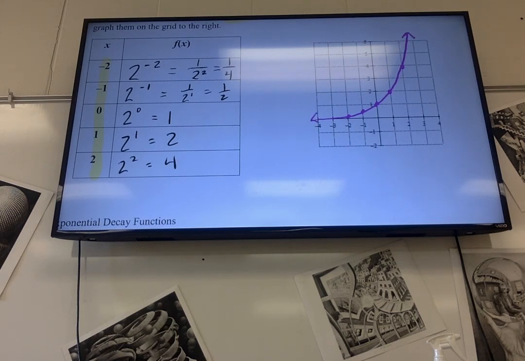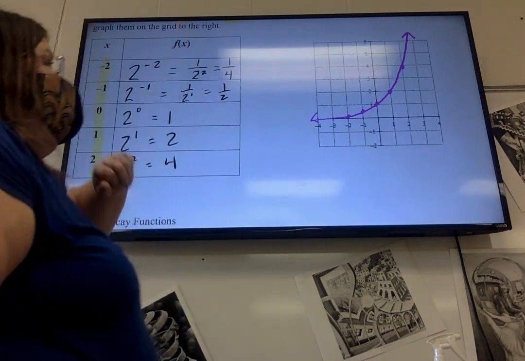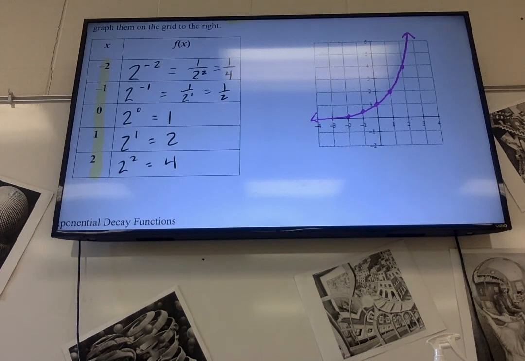So we can see that that's an exponential function. Looking at that picture, would you say it's growth or decay? It's growth. It's definitely starting low, and then as you go from left to right, it's going up. So that's a growth function.